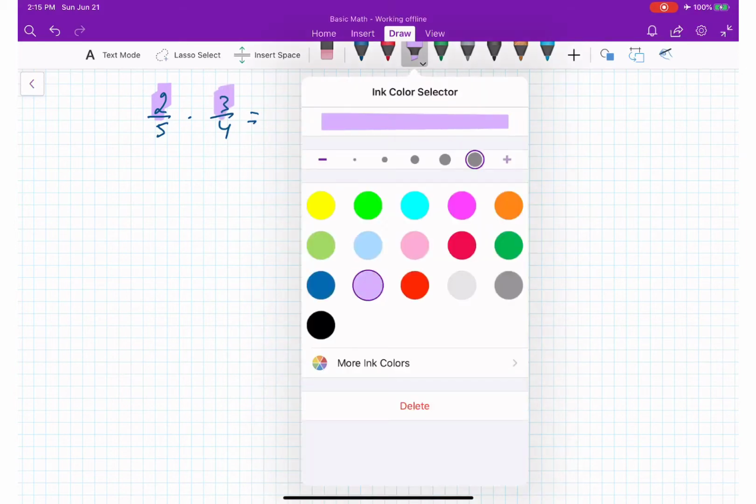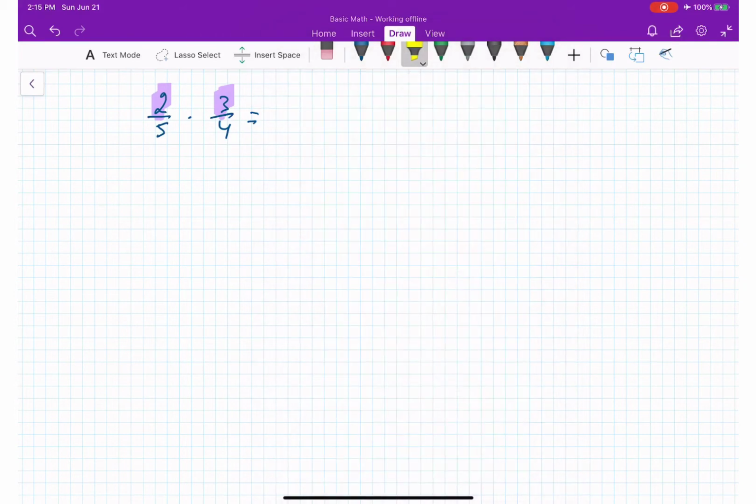And then the denominator of one fraction multiplied by the denominator of another fraction. And you get 2 times 3 and 5 times 4. While we are in the process of multiplication, we can see which numbers we can simplify. Let's say if I take 2 and 4, both of them are divisible by 2. So I will simplify both by 2. 2 divided by 2 is 1. 4 divided by 2 is 2.